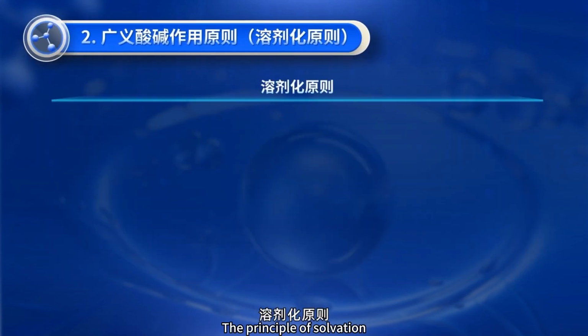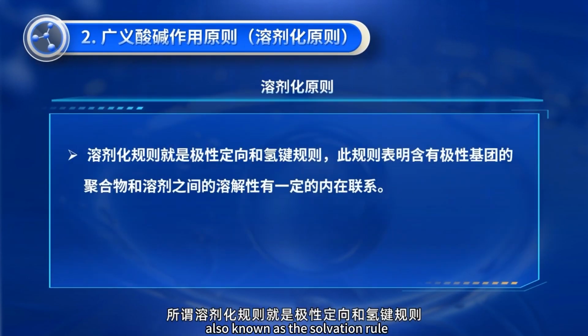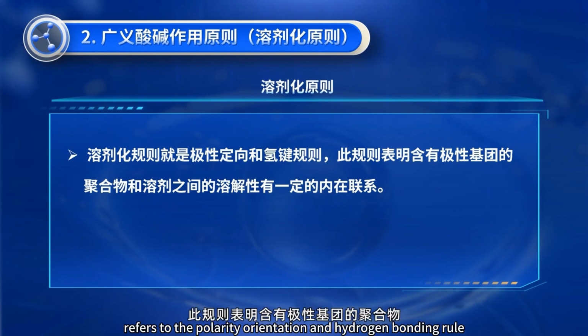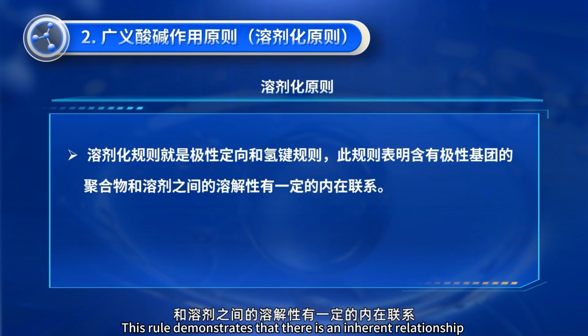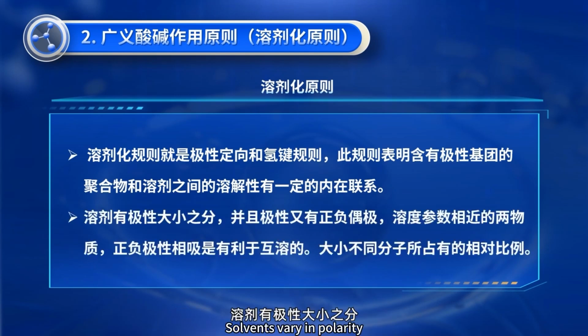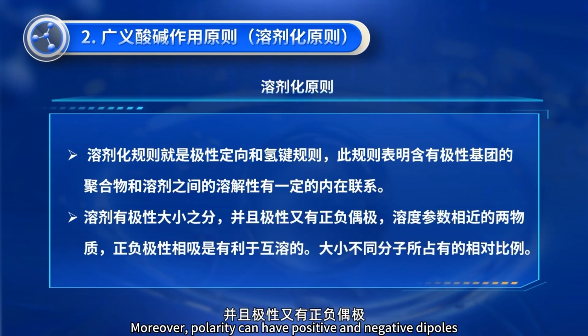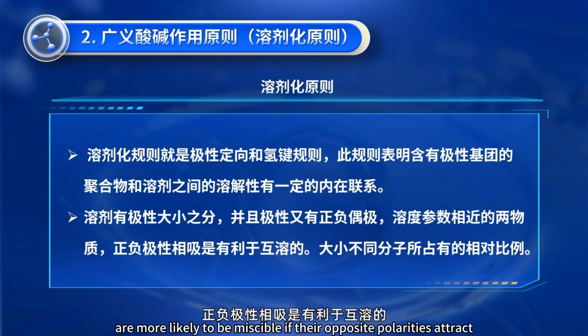The principle of solvation, also known as the solvation rule, refers to the polarity orientation and hydrogen bonding rule. This rule demonstrates that there is an inherent relationship between the solubility of polymers containing polar groups and solvents. Solvents vary in polarity. Moreover, polarity can have positive and negative dipoles. Two substances with similar solubility parameters are more likely to be miscible if their opposite polarities attract.